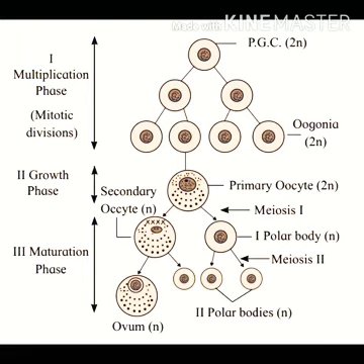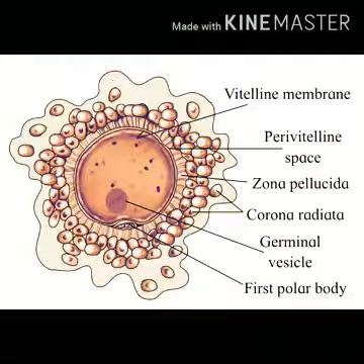As oogenesis is completed, the ovum is formed. As you can see in this figure, the whole structure of the secondary oocyte or unfertilized egg, or you can say ovum, we are going to study in the next video.